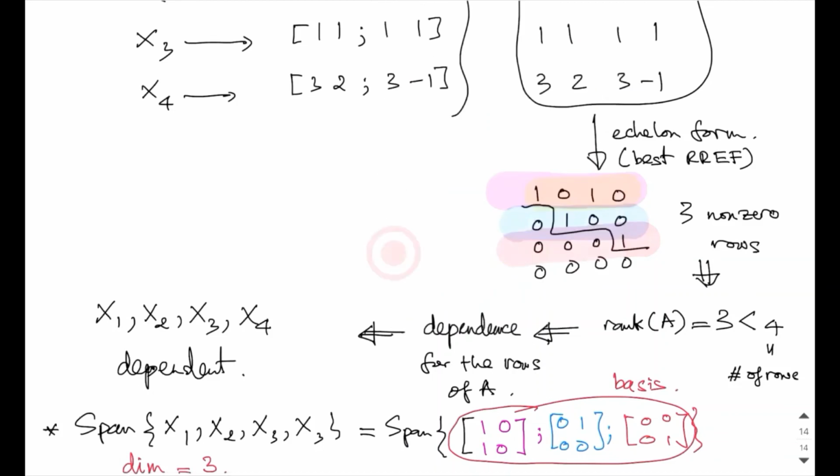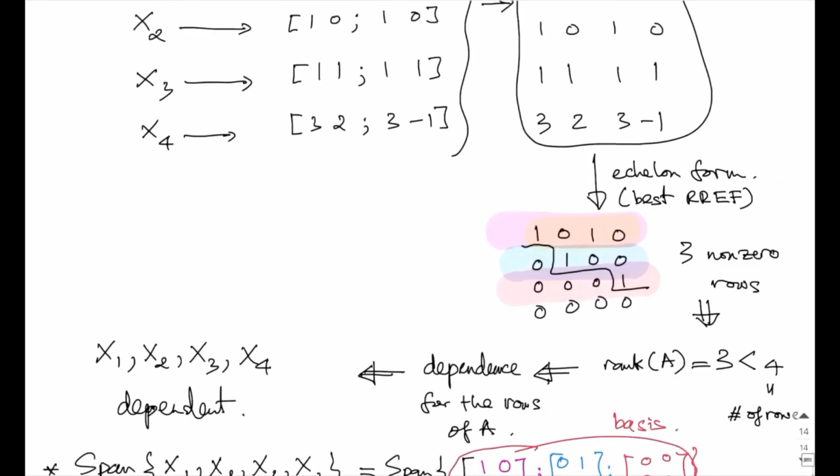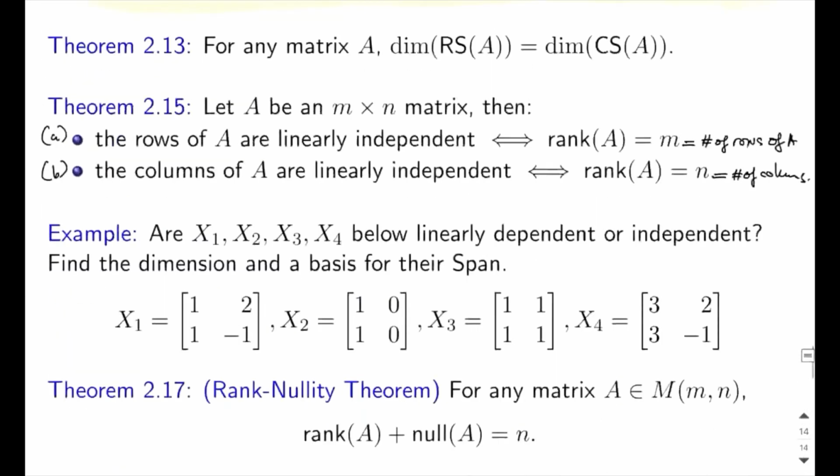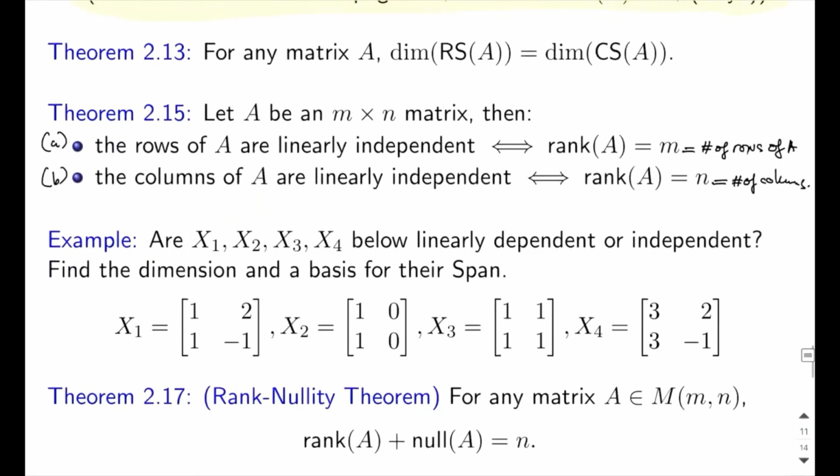Even if the vectors are not in row form, we can stretch them and make them rows. All right, theorem 2.17 can be proven easily. You can read the book and use it. That says the rank of A and the nullity of A, when you sum them together, is always equal to the number of columns of A.